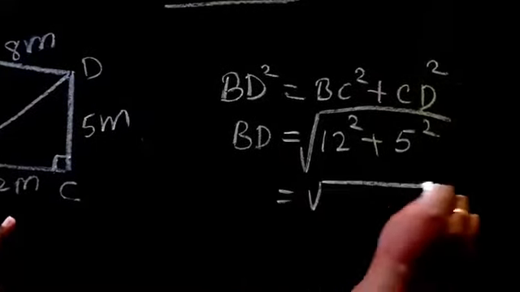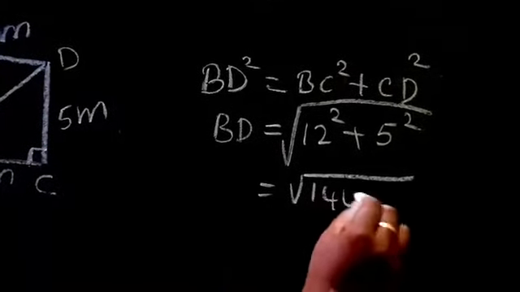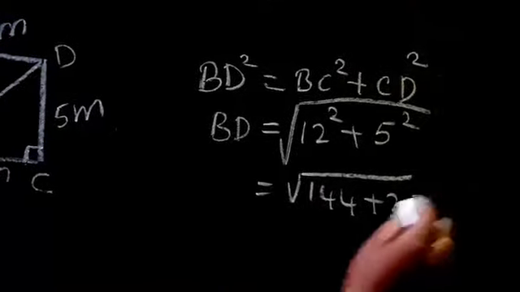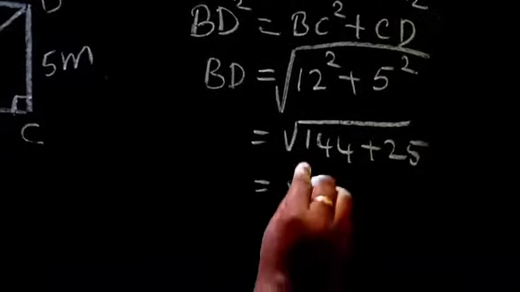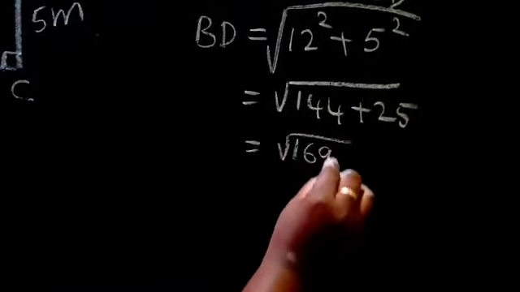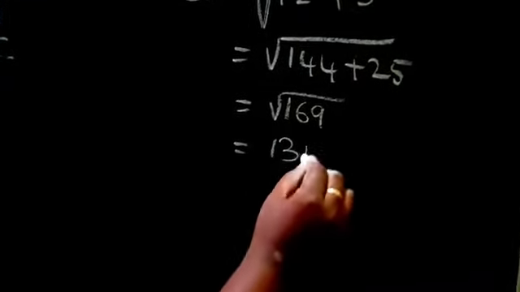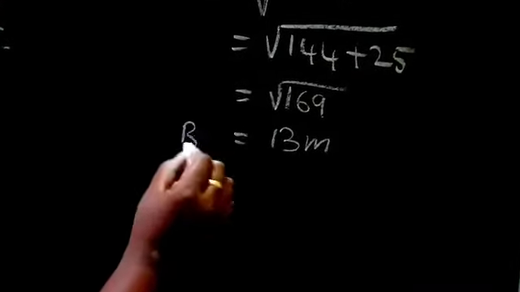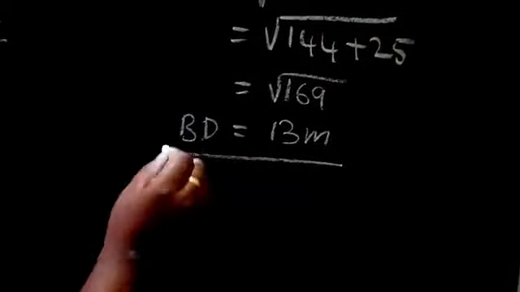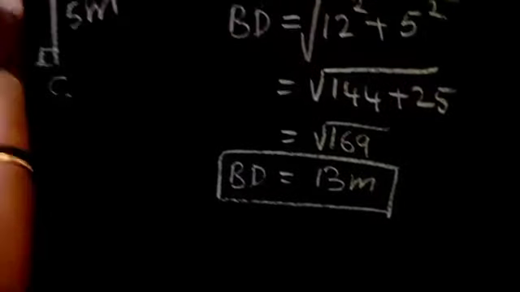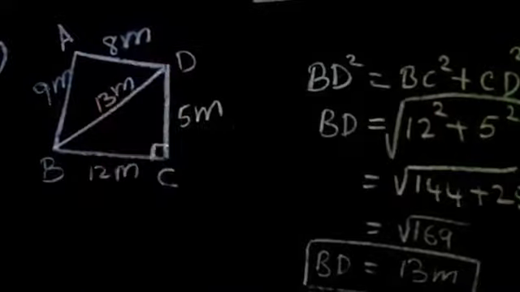12 square is 144, 5 square is 25. When we add both, we will have square root of 169. So square root of 169 is 13. Therefore BD is equal to 13 meters. So write here 13 meters.